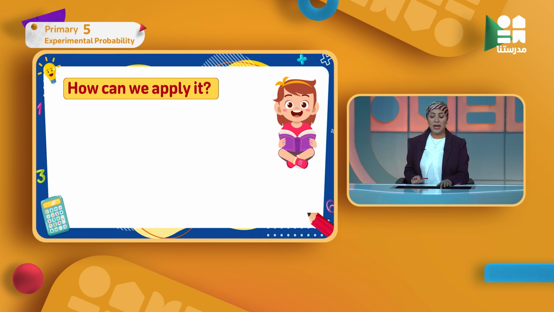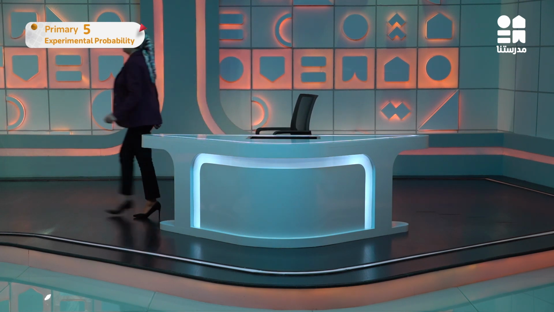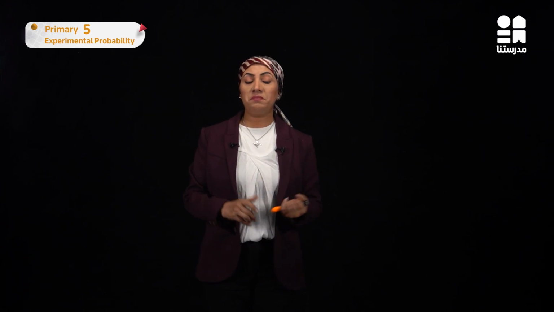طيب how can we apply it؟ أو إيه الرول اللي أنا بستخدمها في كتابة الإكسبيرمنتال probability أو في إن أنا أطلع بالأوتكم أو الناتج بتاع الإكسبيرمنتال probability. Let's go to the board and see. Okay, dear friends, now we will learn how to use a rule or what is the rule to get the probability of outcomes or having an outcome to take place.